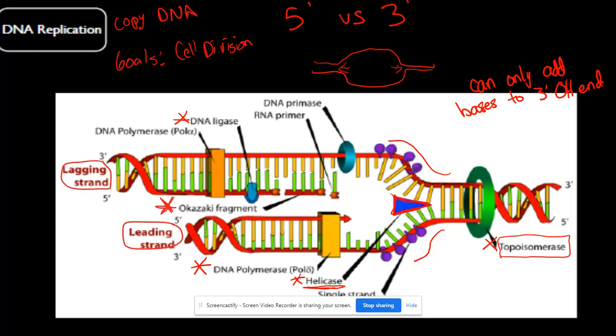Okay, we good there? So, big picture: point of origin. Helicase splits, and topoisomerase goes ahead and reduces the amount of stress coming from the uncoiling of that molecule. And that's why it works the way that it works.